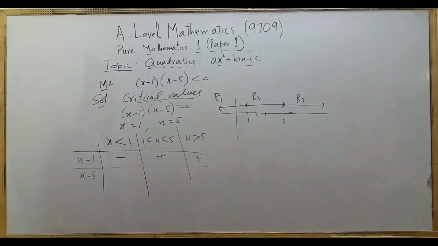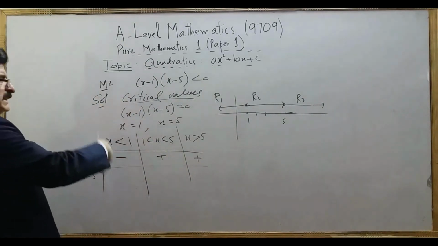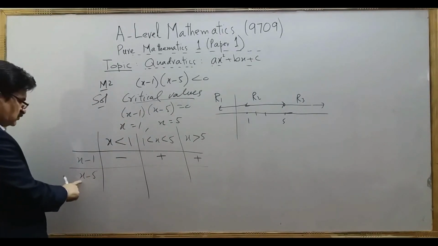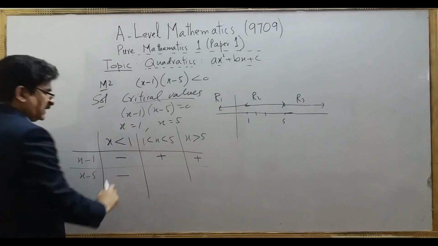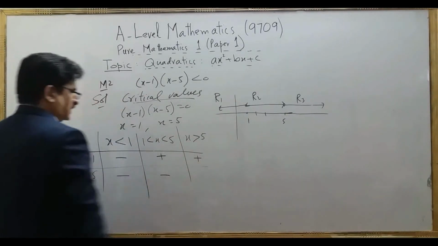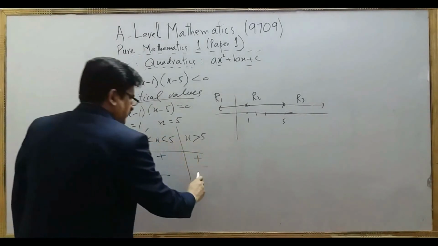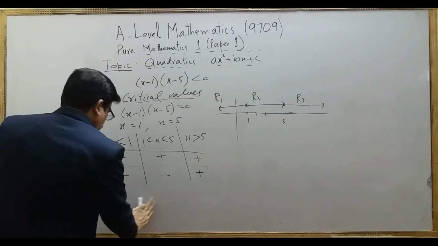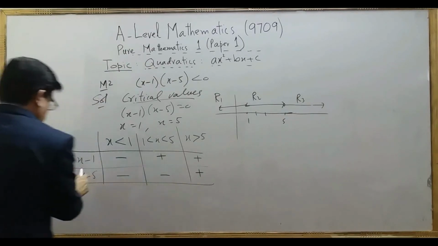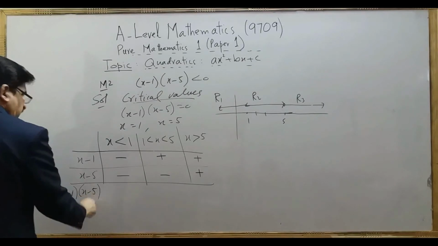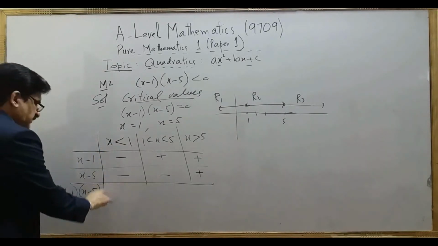Now see this second factor, x minus 5. When x is smaller than 5, like 0, minus 1, minus 2, you will get this value to be negative. When it is between 1 and 5, it will again be negative, but for x greater than 5, it will be positive.